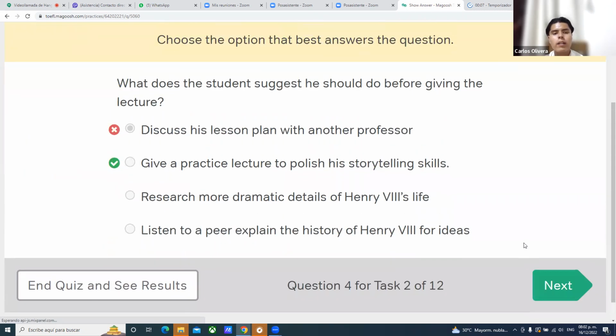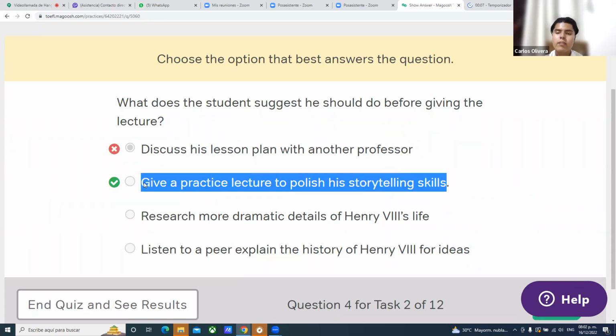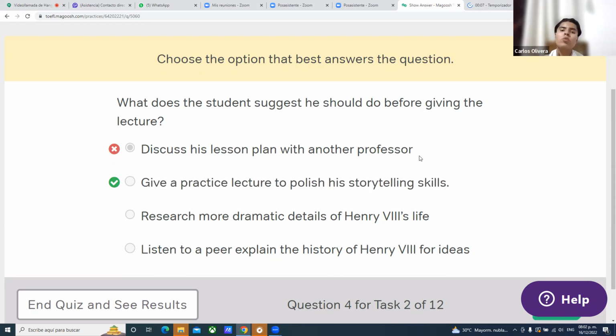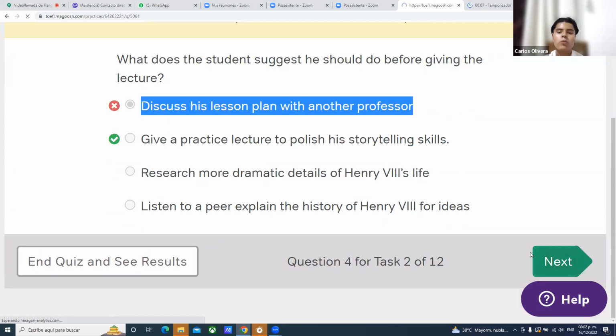What about question 4? What does the student suggest he should do before giving the lecture? Give a practice lecture to polish his storytelling skills. Yeah, he says this, right? Maybe I should try a rehearsal with somebody who is disposed to listen to me in order to check out if it goes well, right? So he says, yeah, I'm gonna make a rehearsal. So it's not discussing his lesson with another professor, but with somebody able to listen to him. He never says he wants to talk to another professor to hear from him. No, but I want to perform this lecture on somebody who is disposed to listen to me.